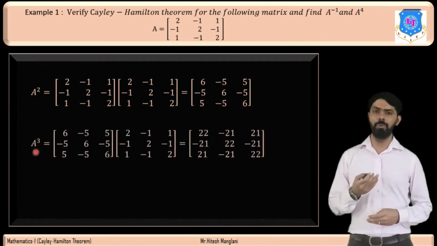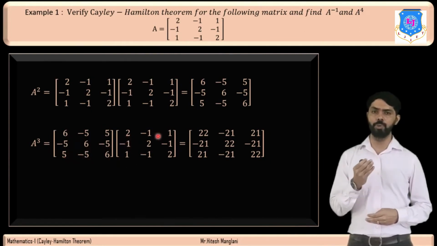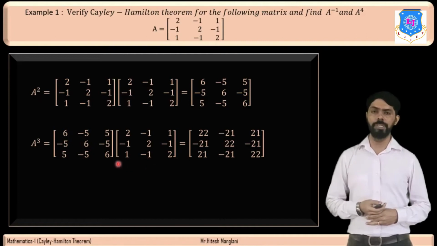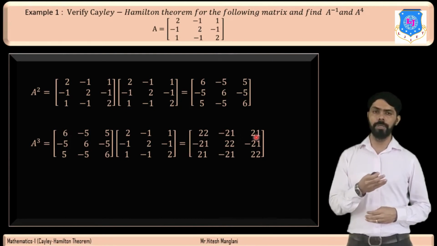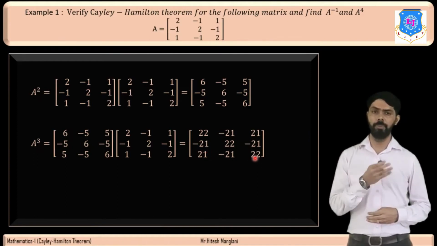Then after we will find out a cube. A cube can be written as a square into A, and we have already found A square, which is [6 -5 5; -5 6 -5; 5 -5 6], into A, and A is [2 -1 1; -1 2 -1; 1 -1 2]. If we find the product of these two matrices, it will be [22 -21 21; -21 22 -21; 21 -21 22].